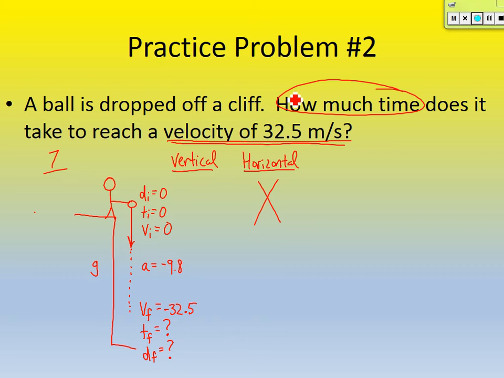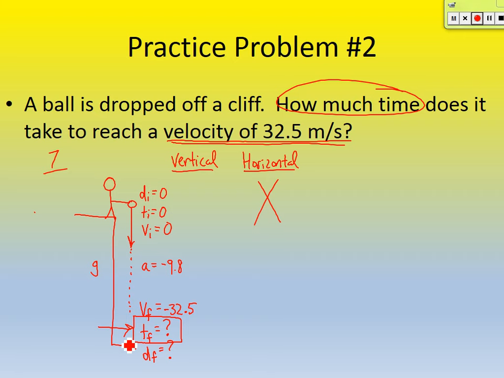It's saying how much time does this take? So which variable are we going to be solving for? And I like to box it or put a circle or a star by it so that we know that's the one we're going to be solving for. So our equation that we pick better have time final in it. So now let's get our equation sheet and look through those 5 equations.